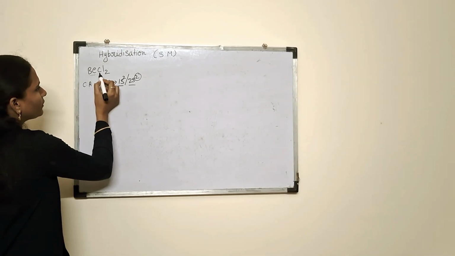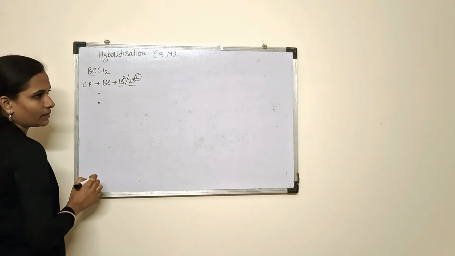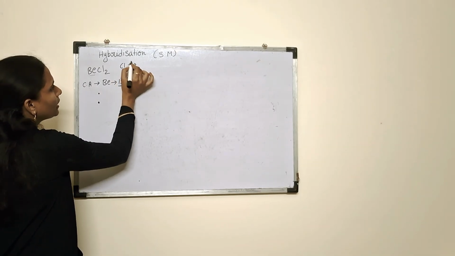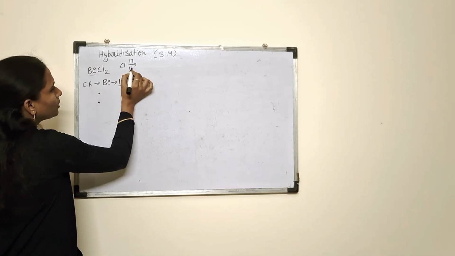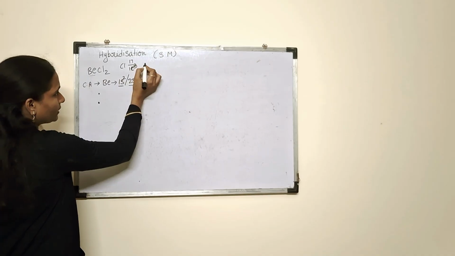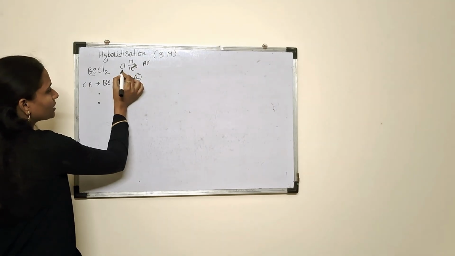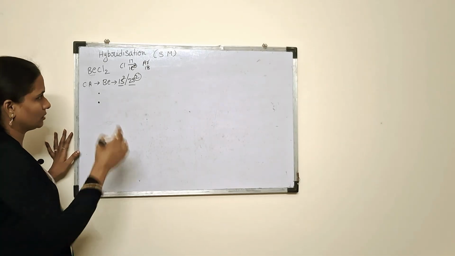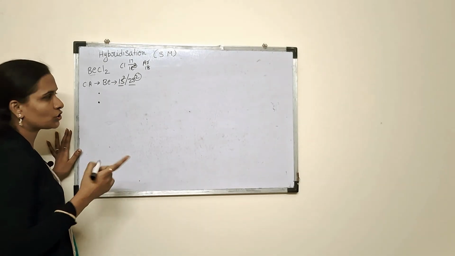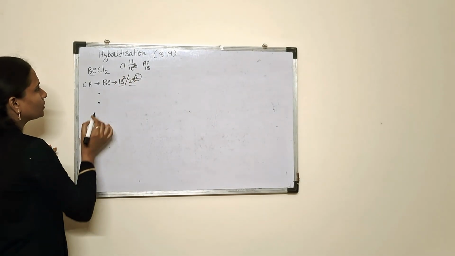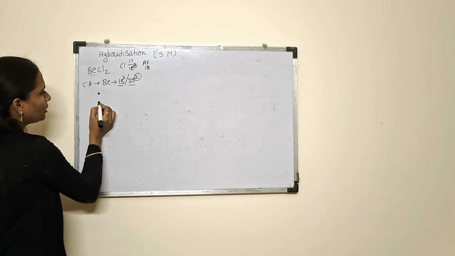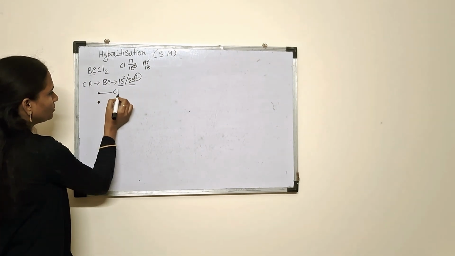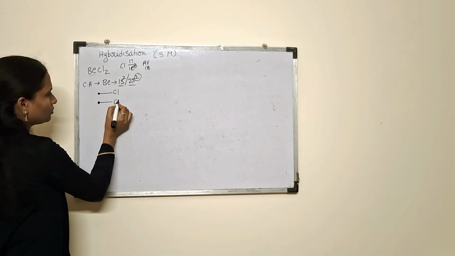Now the surrounding atoms, what are those? Chlorine atoms are there. Chlorine's atomic number is 17. It needs one electron to get the argon configuration, because 17 plus 1 is 18. If it gets the argon configuration, then it gets stability. So chlorine needs one electron. Around the beryllium, 2 electrons are there. This electron is given to one chlorine and this electron is given to the other chlorine.